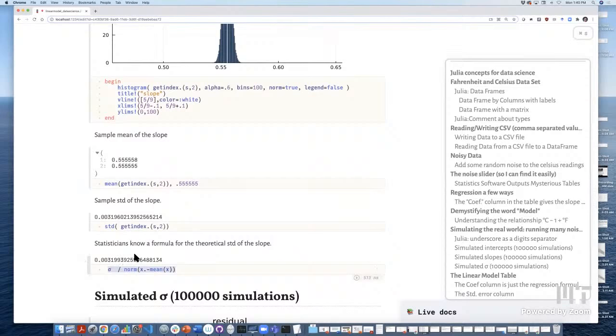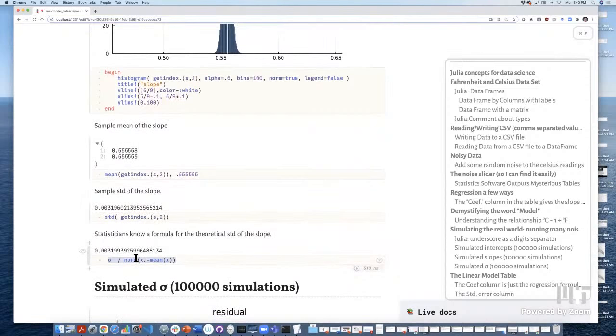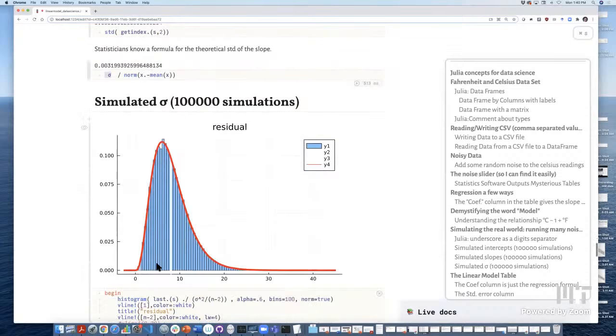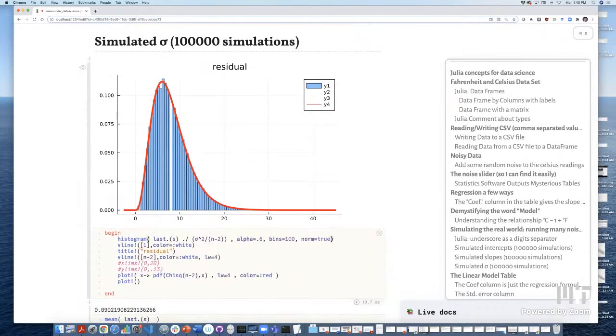Okay, so now the next thing I want to do is see if we can actually estimate sigma, the noise we added. Remember, I deliberately added sigma, but the person who does the 10 experiments that gets the 10 data points, they don't know sigma, only I know it. So, but we're trying to simulate it, and here we go. We actually get this. Yeah, let's make the legend equals false.